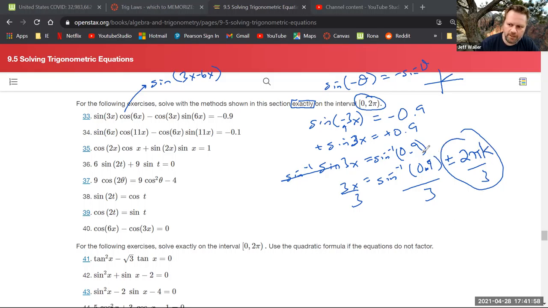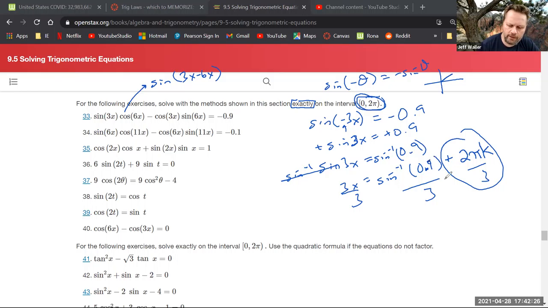If you put a zero in, you get this answer. If you put a one in, you add 2π/3 to this. And because it really shouldn't be a minus option, I've got to go from 0 to 2π. Is that cool? Maybe. You can throw this in the calculator and see what this is.